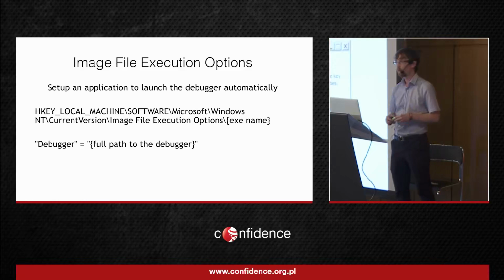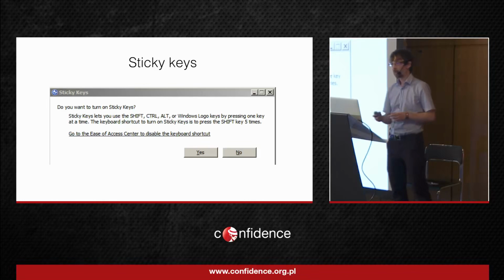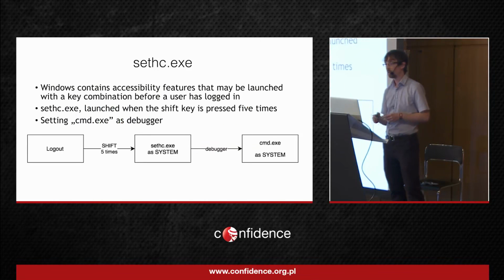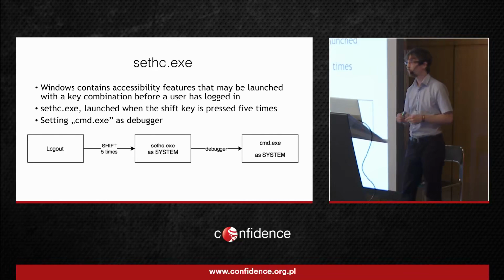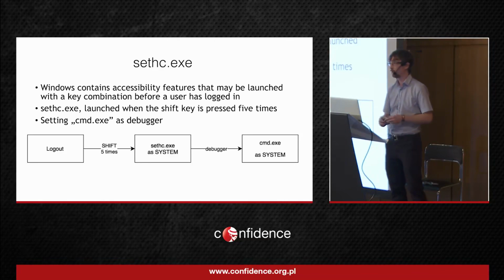On Windows, there is something called Sticky Keys. That's the feature when you press the left Shift key 5 times, and this window appears. Under the hood, the operating system is executing sethc.exe. In old Windows versions, it was possible to replace this binary with the command line, so when you pressed the Shift key 5 times, the command line appeared. Right now, it's not possible anymore, but we can still set the debugger for this executable.